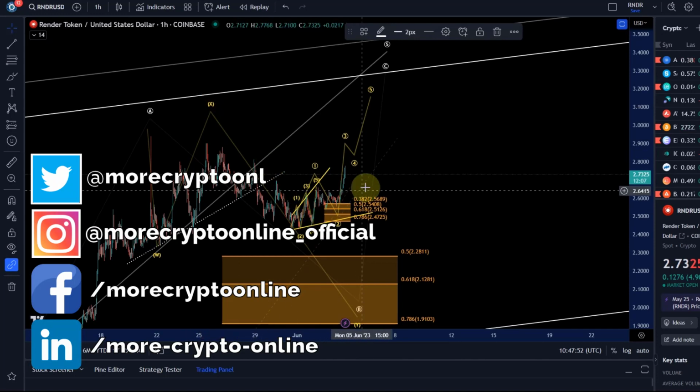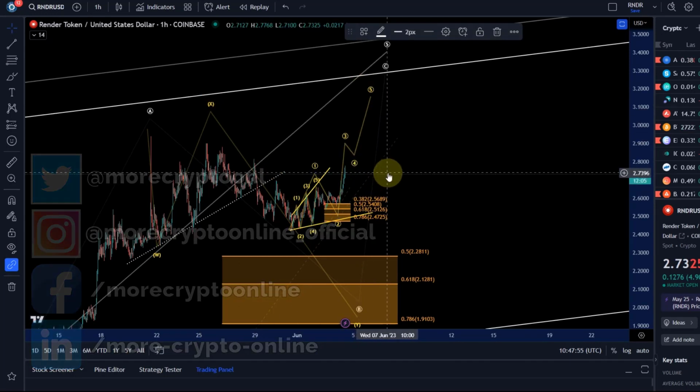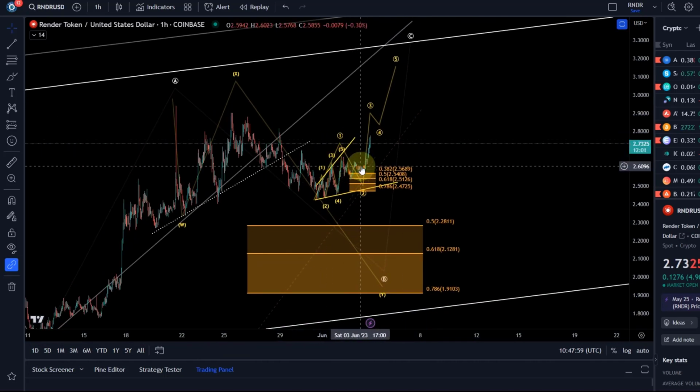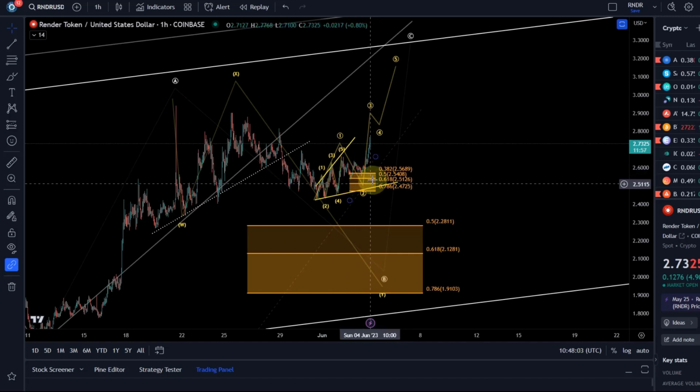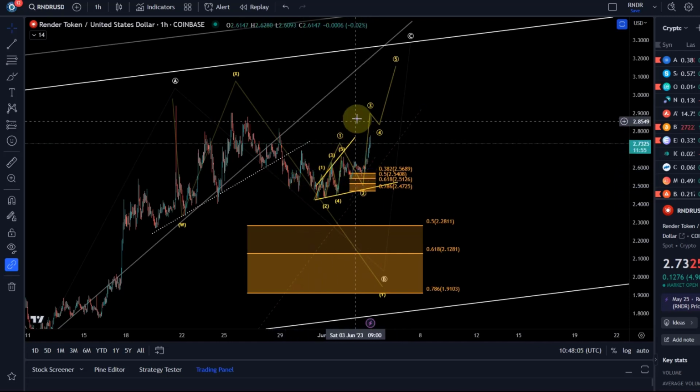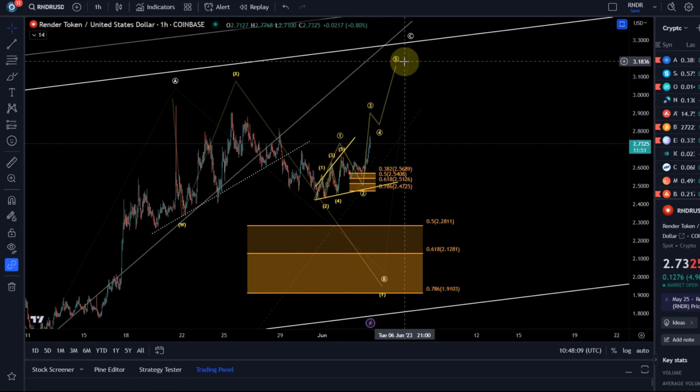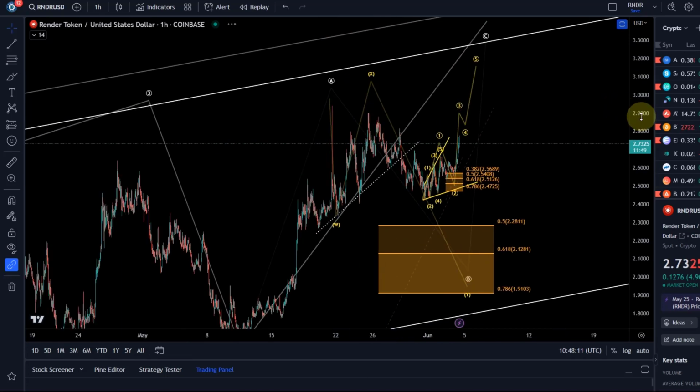Render currently pushes quite strongly here to the upside, and anybody who followed yesterday's video and the days before knew about this trend reversal area that could be relevant for a bullish direct breakout in a 5-wave move to the upside. So first of all, let's take a look at the bigger context.